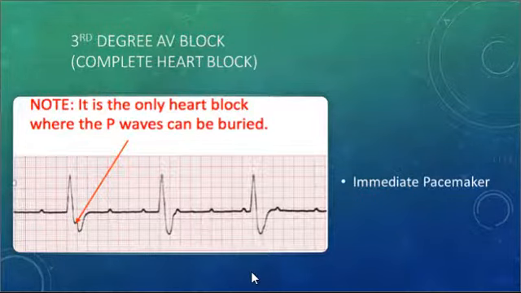Okay. Constant PR interval. P waves are not always followed by a QRS. A pacemaker is needed. Okay. You have many more P waves than you do QRSs.